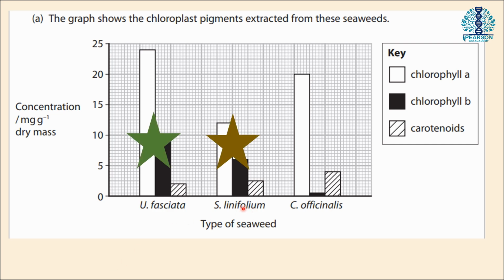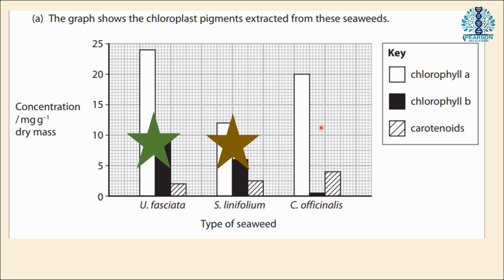Sargassum linifolium contains less chlorophyll A and B compared to Ulva fasciata, and moderate carotenoids. With lower levels of chlorophyll, it absorbs less blue and red light. The carotenoids, which absorb in the blue-green region, reflect yellow, orange, and red light, resulting in a brown appearance.